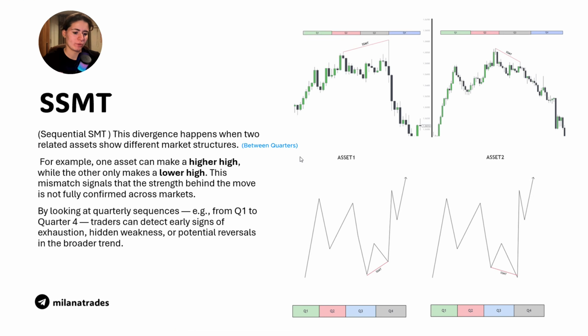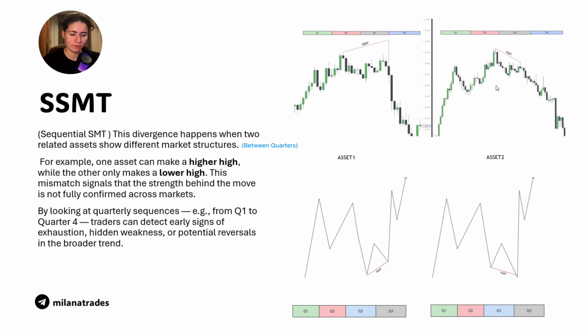Now that we have covered quarterly cycles, let's move on to other details that can help us improve our entry point. One of the most popular tools is sequential SMT. Sequential SMT divergence happens when two correlated assets move differently in terms of their market structure. For example, imagine one asset creates a higher high, but the other asset at the same time creates only a lower high. This difference tells us that the momentum or strength behind the move is not equally supported across markets.